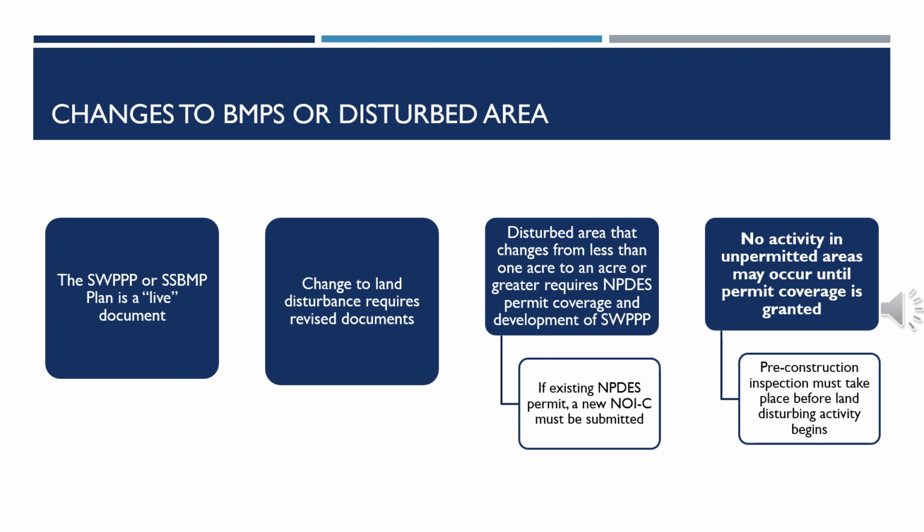If coverage under an NPDES permit is needed, no activity in unpermitted areas may occur until the permit coverage is granted. Any work conducted that results in sanctions or fines levied by DOH for unpermitted work will be the contractor's responsibility. A pre-construction BMP inspection must take place for any areas phased or added before land disturbing activities may commence in that area, except for those needed for BMP installation.